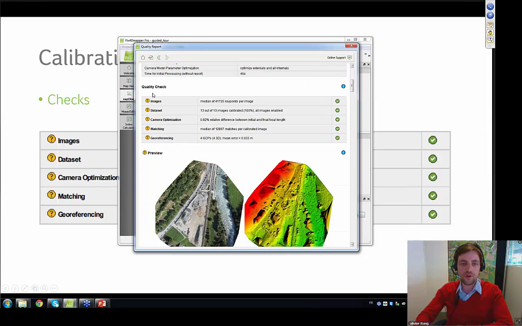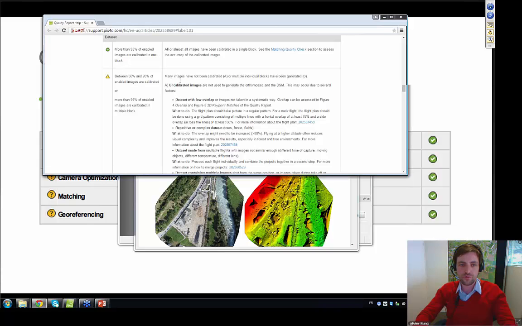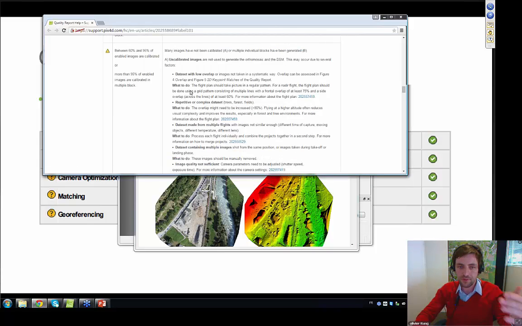Okay, so what about the quality check? The goal is that all of them are green. If they're green, it doesn't mean that your project is perfect. It just means that at least it was detected that your project is not bad. So you still have to do some additional checks. If any of them become orange, then you should go on the help link, the yellow-orange dot there, which will redirect you to our support webpage that gives you some indication of what to do when this happens.